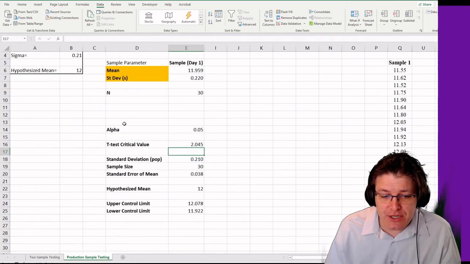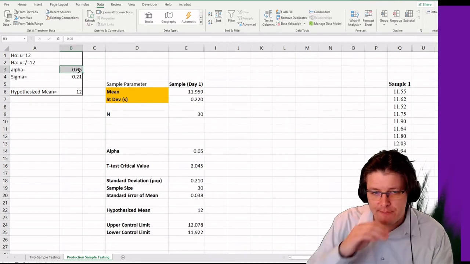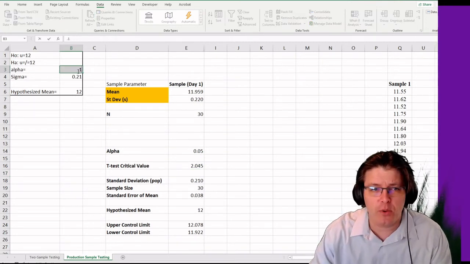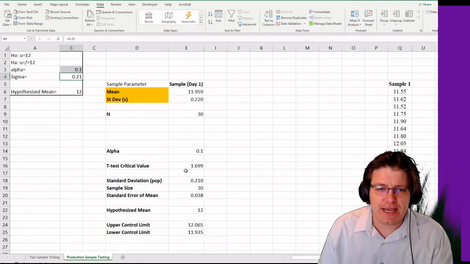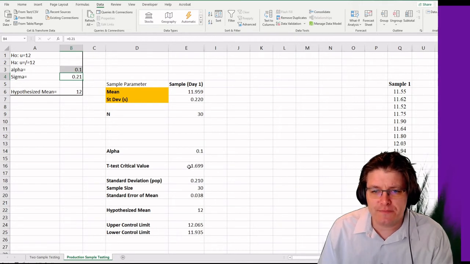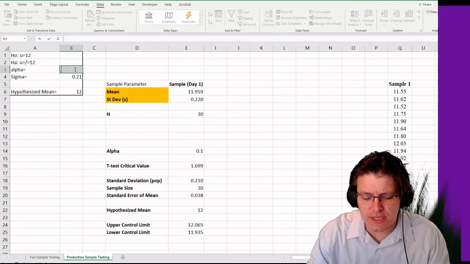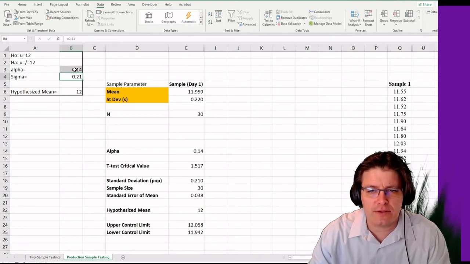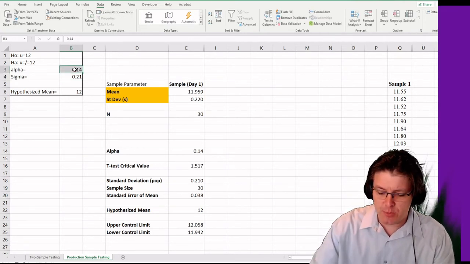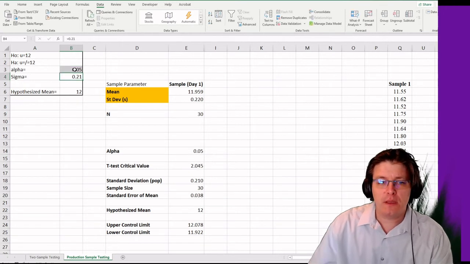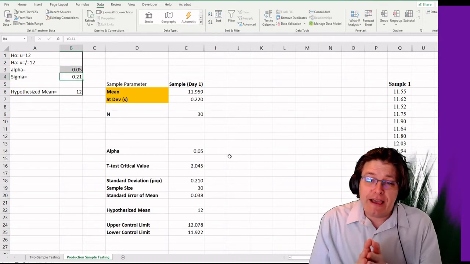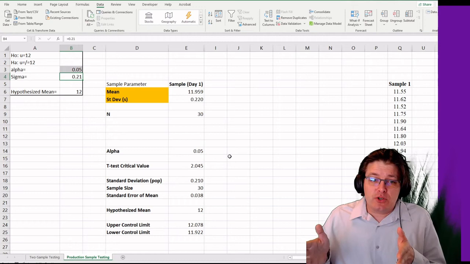Just to highlight, that's going to change when I change this alpha up here. If I go to 0.1, it changes down to 1.69, as expected, and you can use this inverse for any value. Let's put that back at 0.05. So we know the t value we're going to be interested in is 2.045.